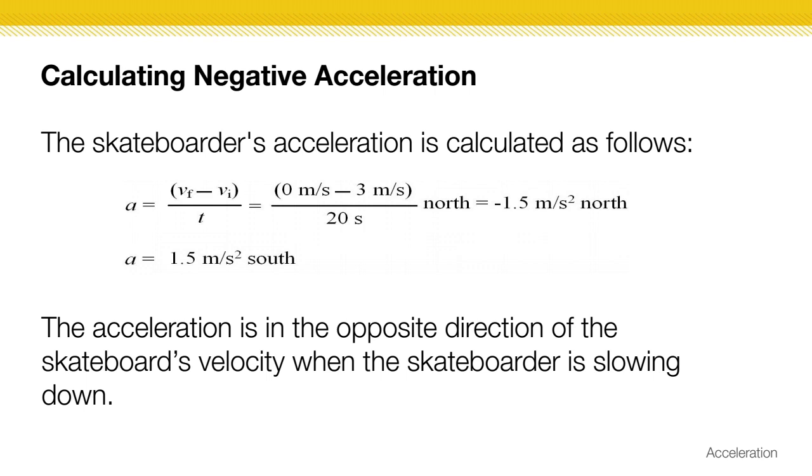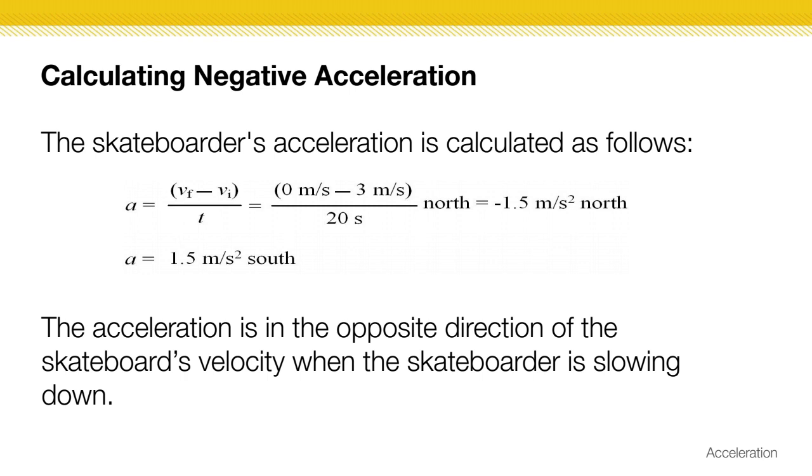So this is how you would calculate the acceleration for that problem. Your V final, where did you end? They ended with a stop, so that's 0 meters per second. V initial, where did you start? When we started calculating, it was 3 meters per second, and the total time was 20 seconds. The direction was north, because remember, vector quantity. So you're going to go ahead and subtract. 0 minus 3 is negative 3. Divide that by 20. You would end up with a negative value.